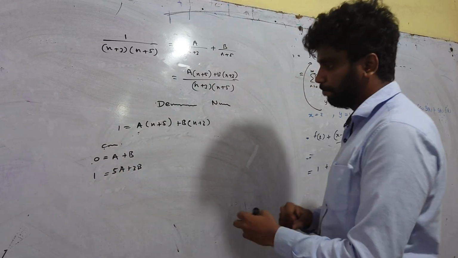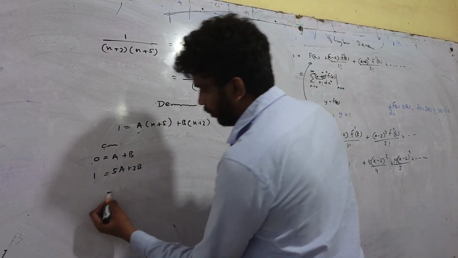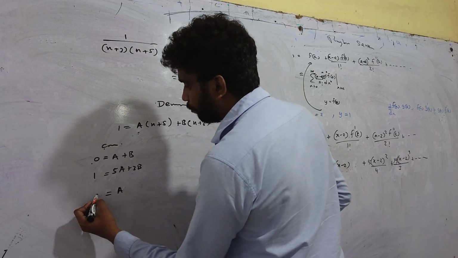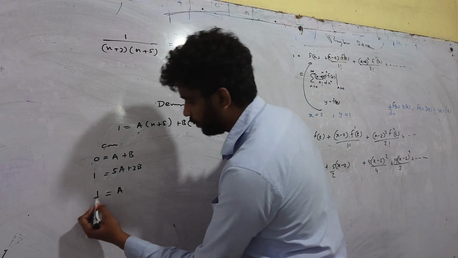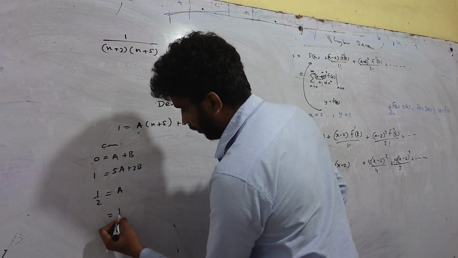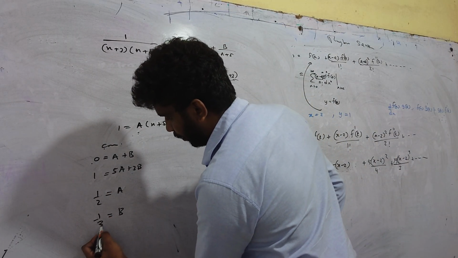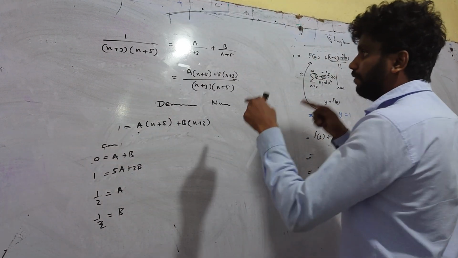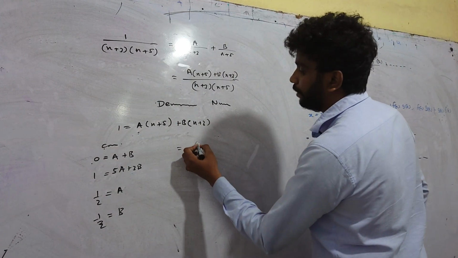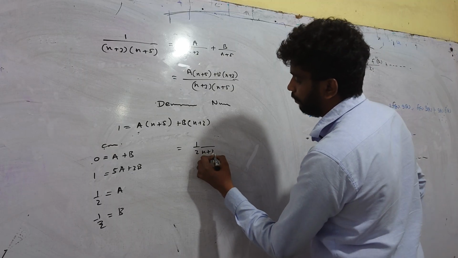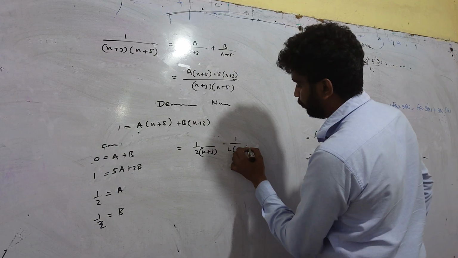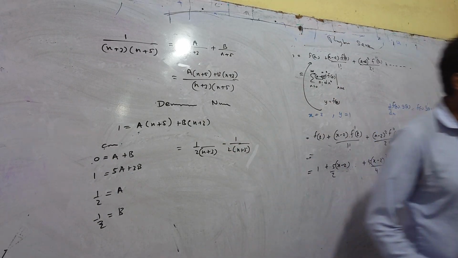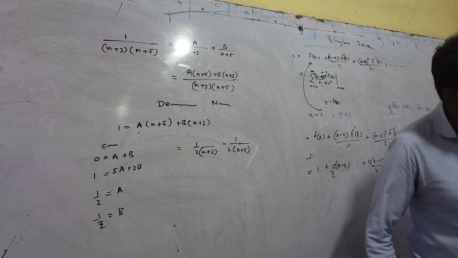You can simplify these. I got a equals half and b is minus half, right? Good. So when we substitute, we get half over n plus 3 minus 1 over 2 into n plus 5, right?